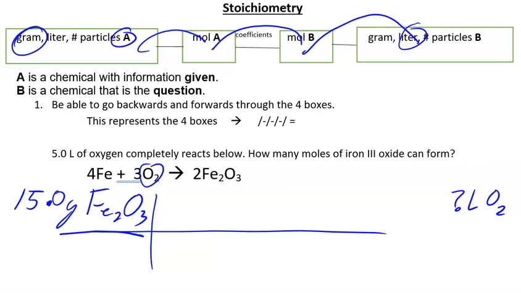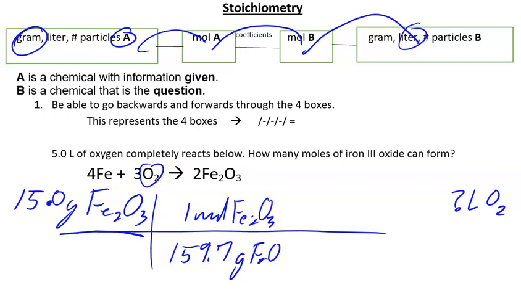The formula weight is going to be 159.7 grams for 1 mole. This is going to be iron oxide and iron oxide. And then you get iron oxide on top, iron on the bottom. This is where we use the coefficients. So we're going to have a 2 to 3 ratio. It's moles of the oxygen.